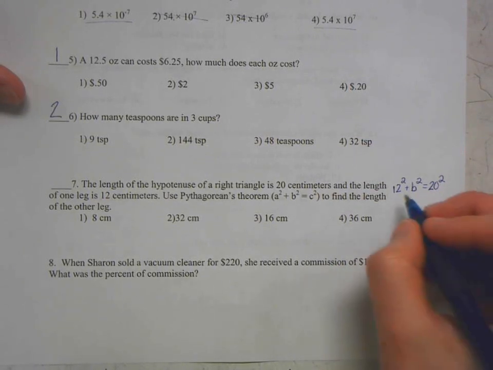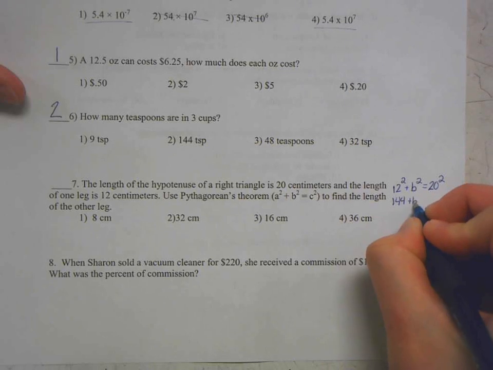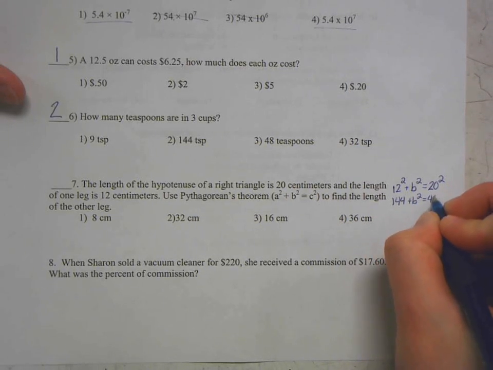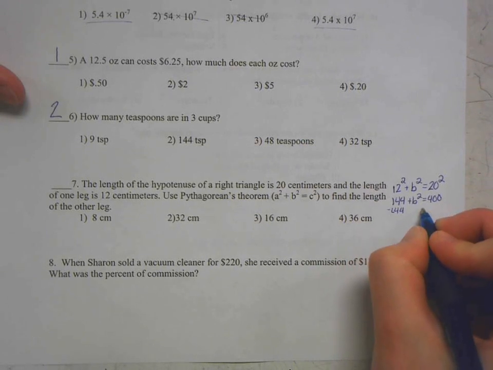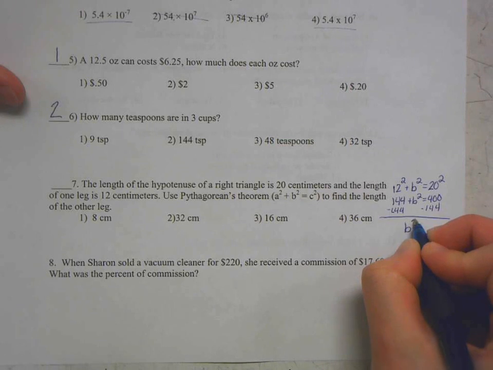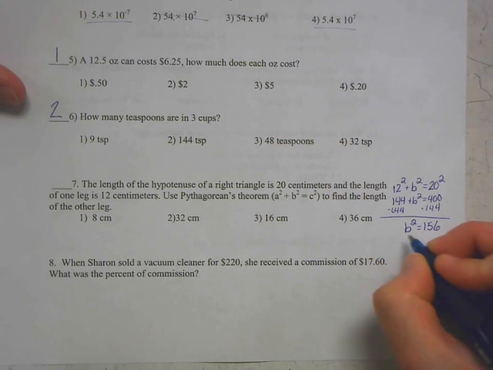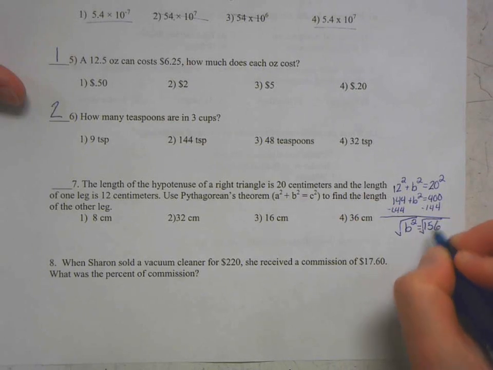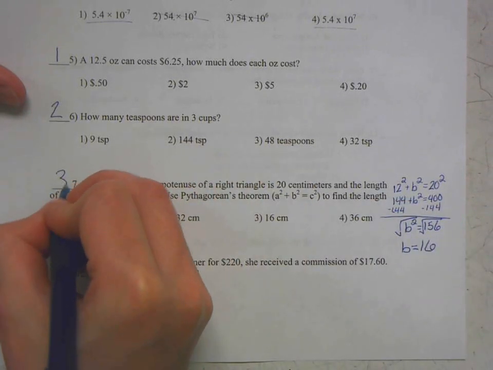So again, order of operations, do your squareds first. So 144 plus B squared equals 400. To solve for B, subtract 144. B squared equals 256. And then to get rid of that squared, use square root. And the square root of 256 is 16, choice 3.